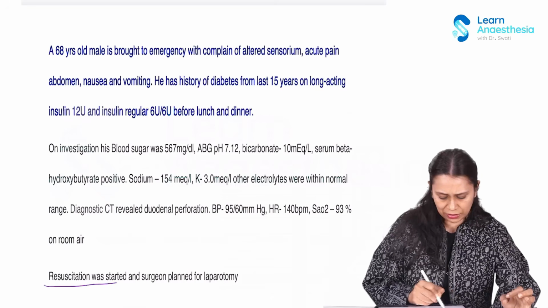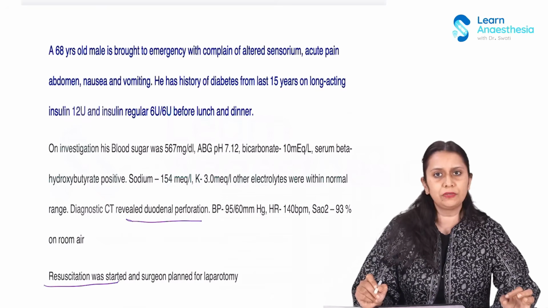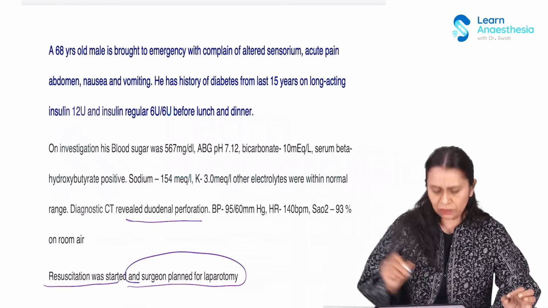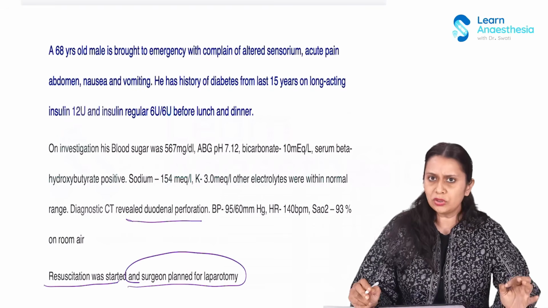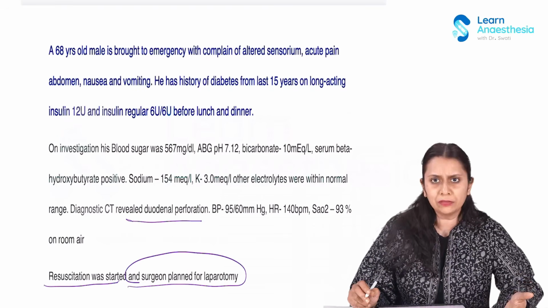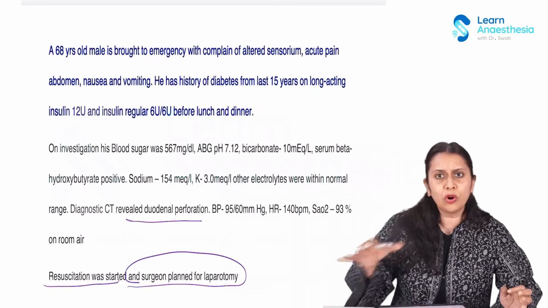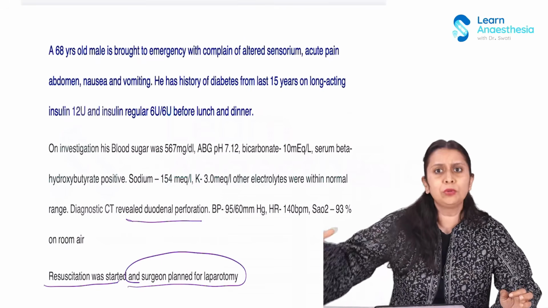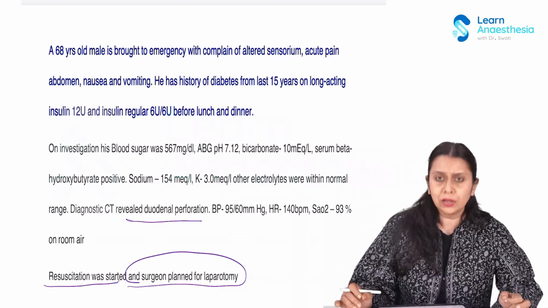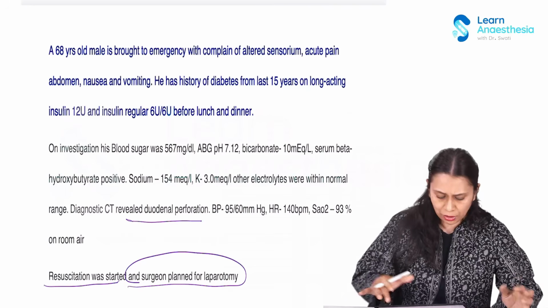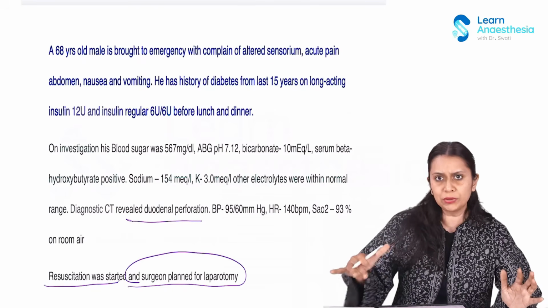Now, resuscitation was started, and since the case was of duodenal perforation, emergency laparotomy was planned. Before taking the patient for emergency laparotomy, the resuscitation has to be started, and whatever time we have to optimize our patient, the optimization should be continued in the intra-op period also and even in the post-op period, till we achieve full optimization and freedom from these two emergency states. So before discussing this case, how do we proceed with this case? Let us discuss diabetic ketoacidosis and hyperosmolar hyperglycemic state.